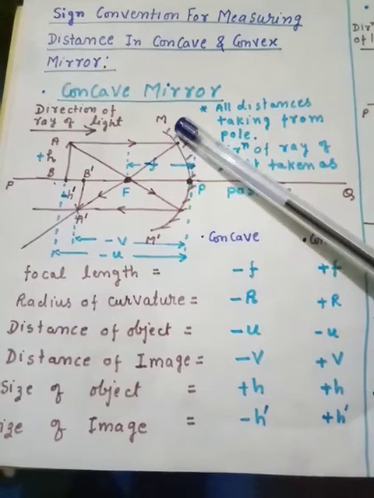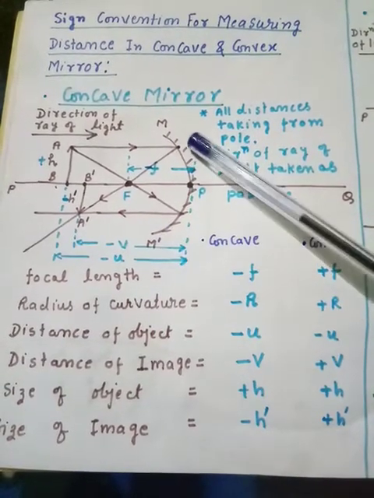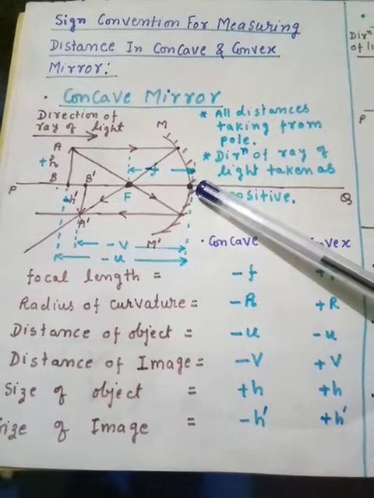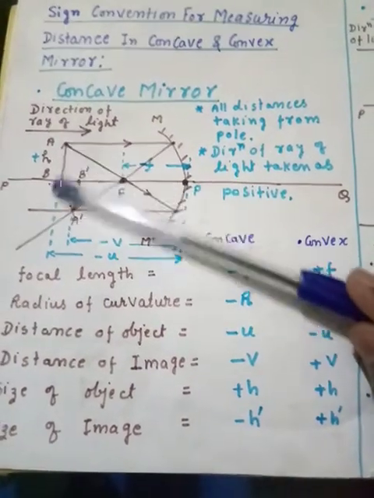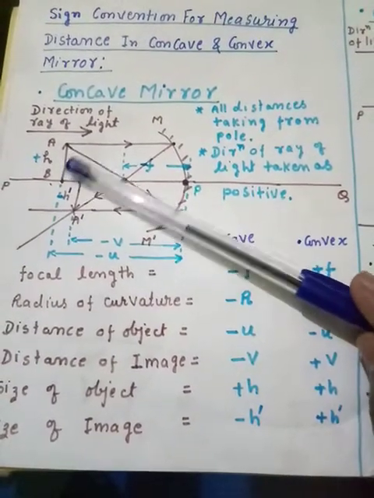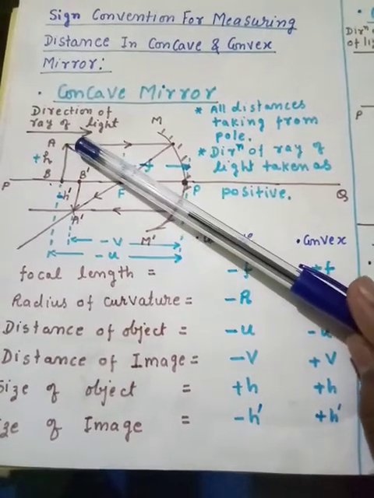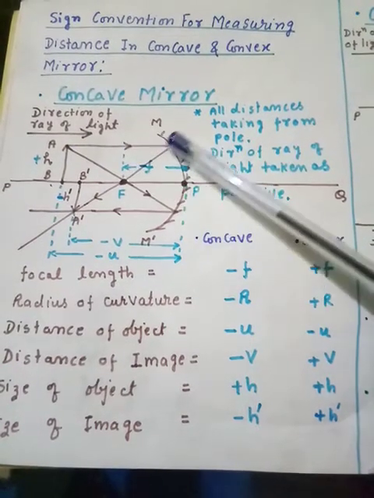So there is a concave mirror. This concave mirror is denoted by a dash. P is the pole and AB is our object. So AB is our object, so we consider two light rays. These two light rays are coming from the object.